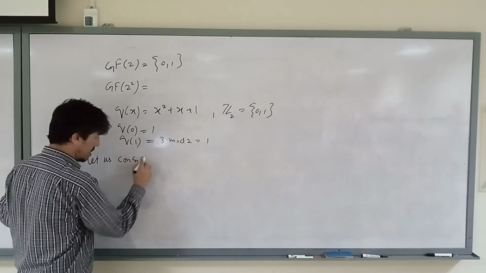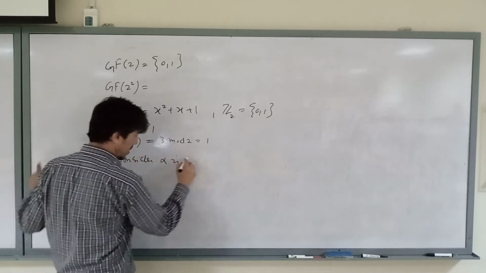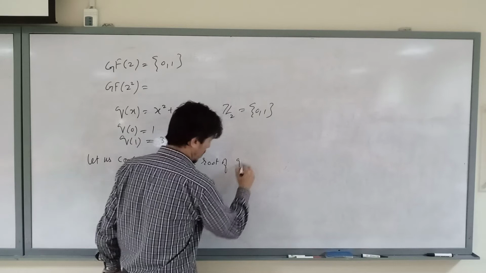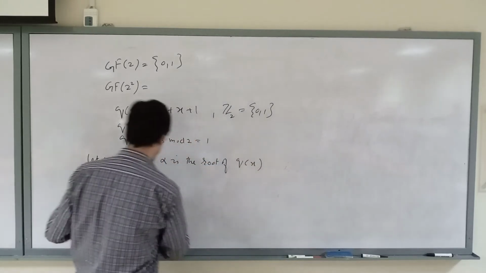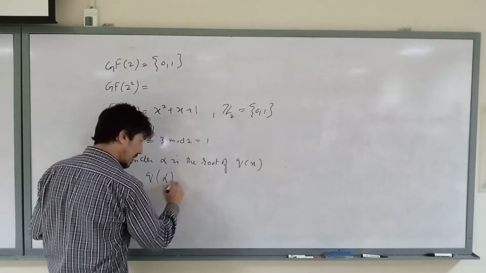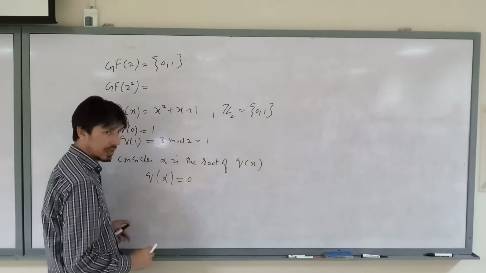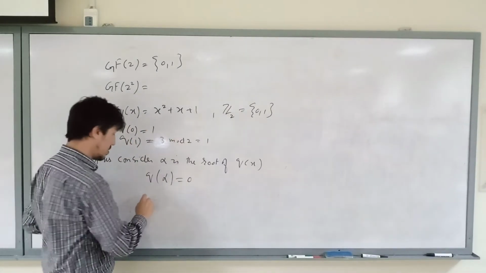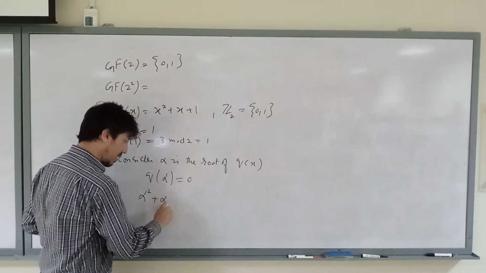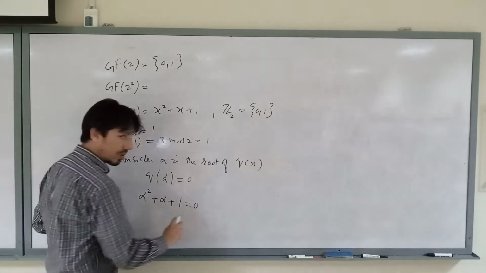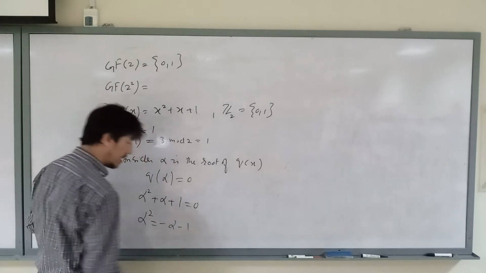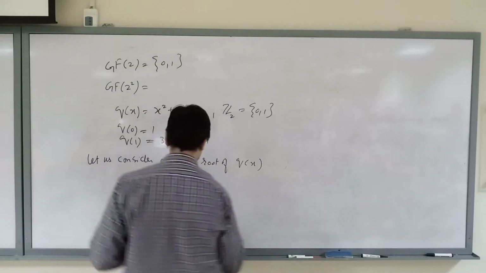Let us consider alpha is the root of q of x. अगर अल्फा रूट है तो ये इसको सेटिस्फाई करेगा इक्वेशन को. If alpha is a root, then it satisfies this equation. So alpha square plus alpha plus 1 equal to 0. So alpha square minus alpha minus 1. So I can write it down.